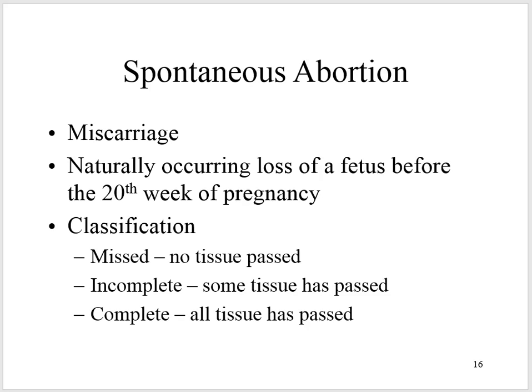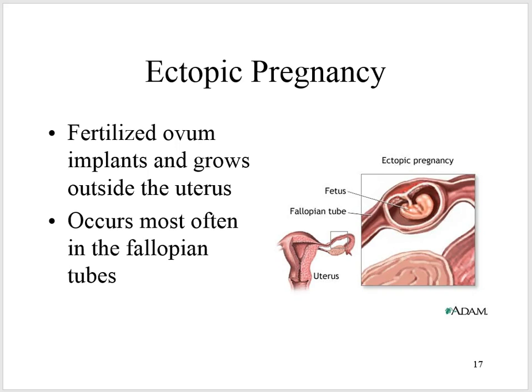You can have a spontaneous abortion, which is also called a miscarriage, naturally occurring loss of a fetus before the 20th week of pregnancy. There's 3 classifications: a missed miscarriage, no tissue passed, incomplete, some tissue has passed, and complete, all the tissue has passed. There's a higher incidence in first pregnancies. It's caused by chromosomal abnormalities, defective development of the embryo, faulty implantation of a fertilized ovum, placental problems, maternal infections, hormonal imbalances, trauma, and then unknown causes.